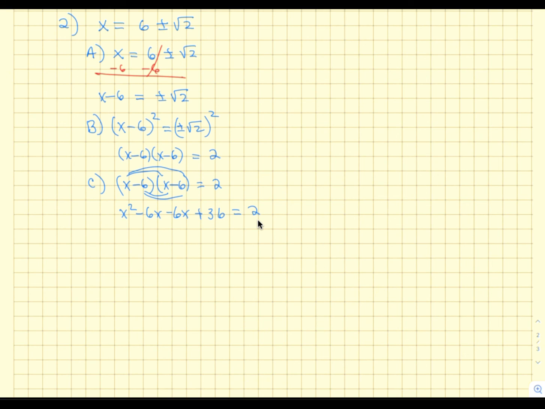Next step would be to add like terms. So that's negative 6x minus 6x would be negative 12x. And then you want to move the 2 over to the left. So you'll have to subtract 2 from both sides. And you end up with 0 on the right. And on the left, when you subtract 36 minus 2, that leaves you with 34. And so your final equation is x squared minus 12x plus 34 equals 0.